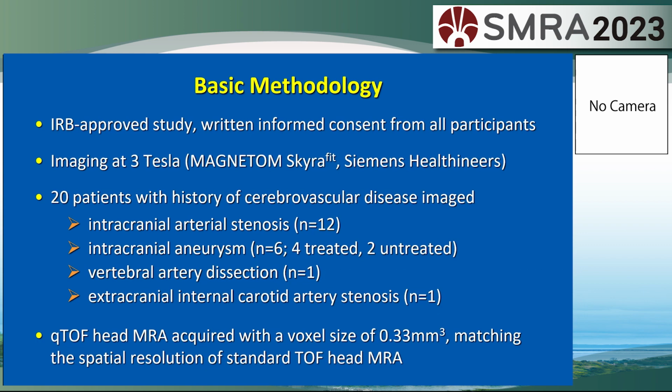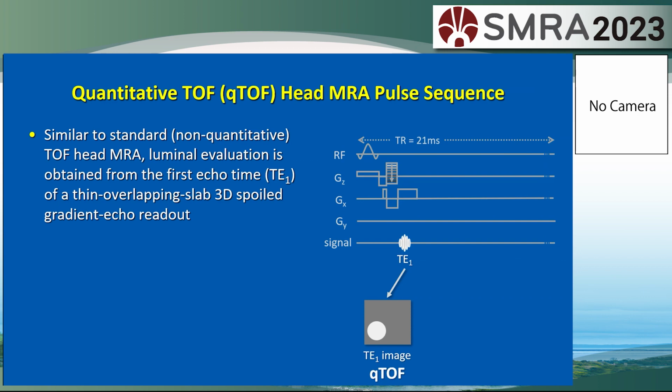And the quantitative time of flight technique was acquired with a voxel size of approximately 1/3 of a cubic millimeter, which matches the spatial resolution of standard time of flight head MRA we obtain clinically, and scan time was 4 minutes. So just a brief overview of the quantitative time of flight head MRA pulse sequence.